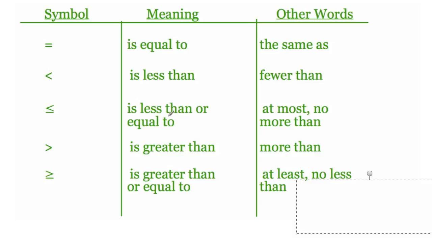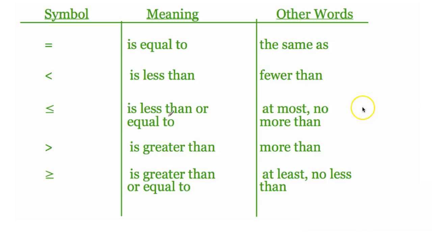Again, I want you to pause this video and copy down these words. Great. So when you're writing an equation from words, if you have "is equal to" or "the same as," those are going to be equals. Less than, another way to say that is "fewer than," is the less than symbol. This one freaks people out over here. When you have less than or equal to, some other words are "at most" and "no more than."